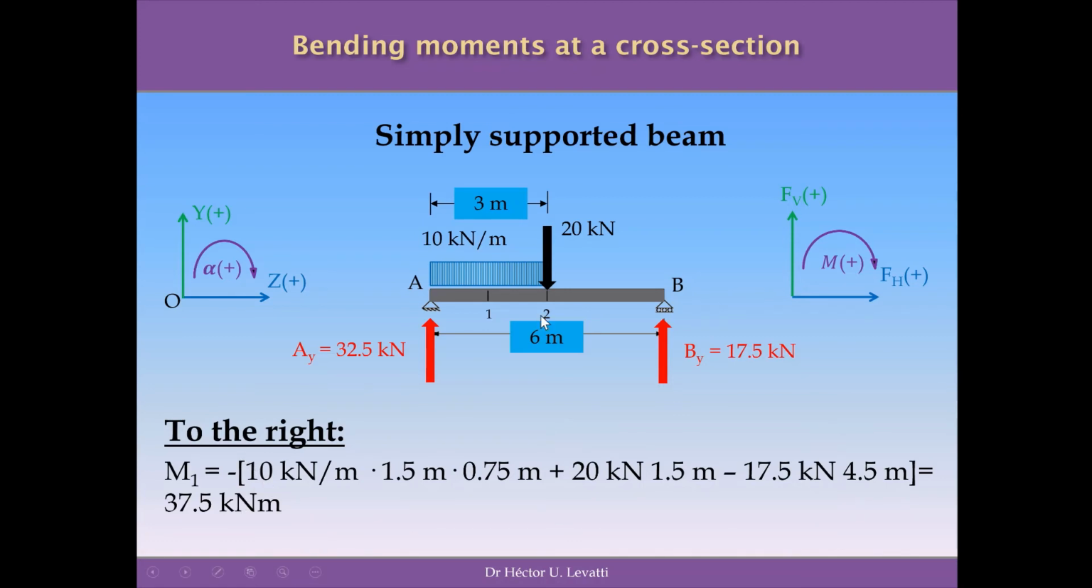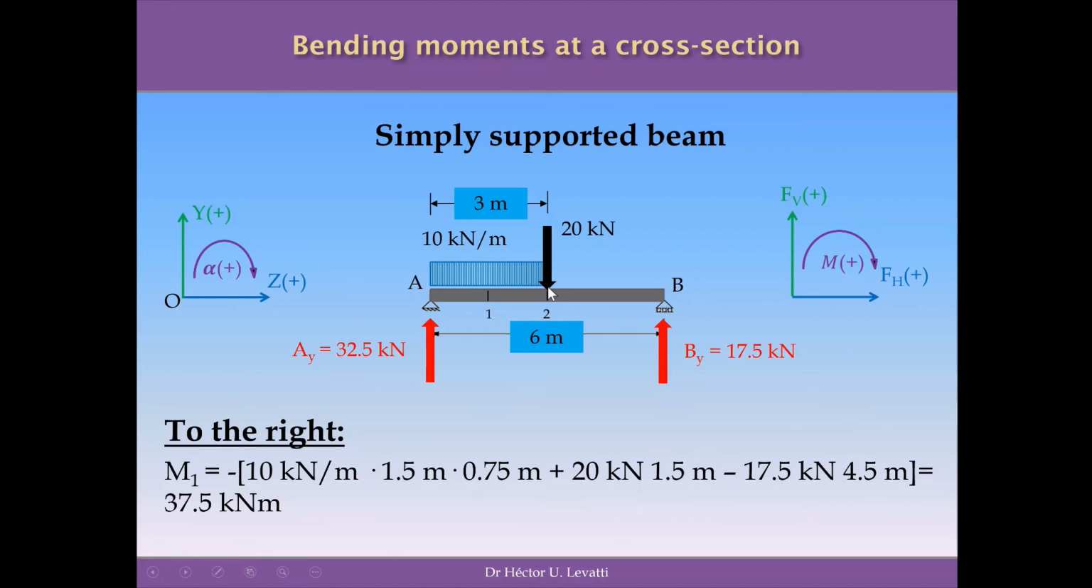So I open the brackets, and the first thing I have producing moment around 1 is this small portion of the UDL, which is half of the UDL I'm showing you here. And this is 10 kilonewtons per meter times 1.5 meters and times 0.75 meters, which is the distance from the middle of this portion to section 1. It's positive because it's clockwise.